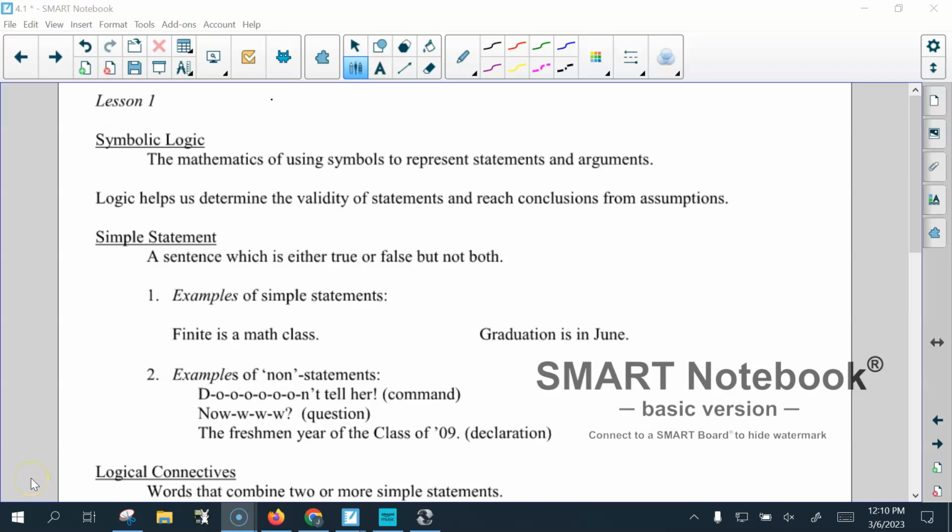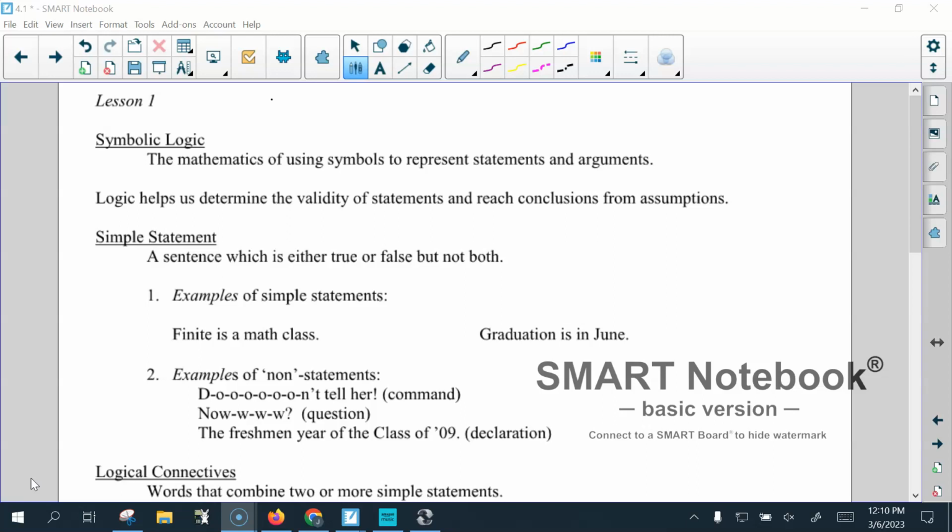All right, so the new unit is on logic, as you can tell from the packet. So symbolic logic is an area of mathematics of using symbols to represent statements and arguments. It's kind of like a shorthand. You're basically just abbreviating, it's kind of like using a code. You're just using a code to summarize statements and arguments. Logic helps us determine the validity of statements and reach conclusions from assumptions.